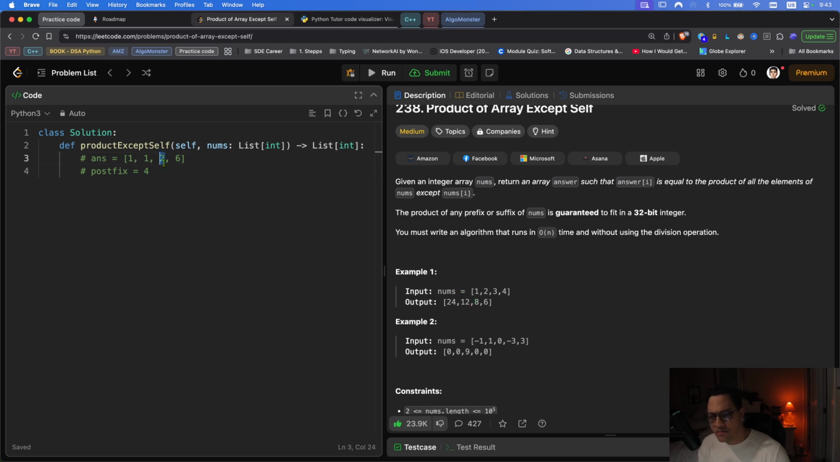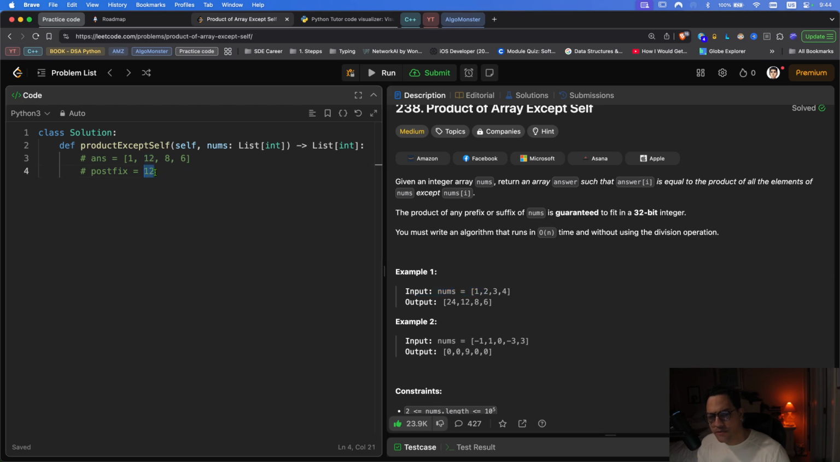So this becomes 8. Now we'll multiply our postfix 4 by 3, okay? And that becomes 12. So that is what our postfix is going to become. Now at this point, we multiply 12 by our answer array. 12 times 1 equals 12. So that is what the second position here is going to become. And finally here we update this: 12 times 2 equals 24.